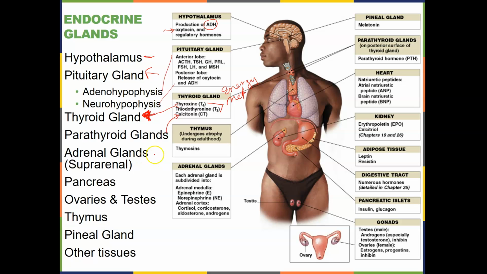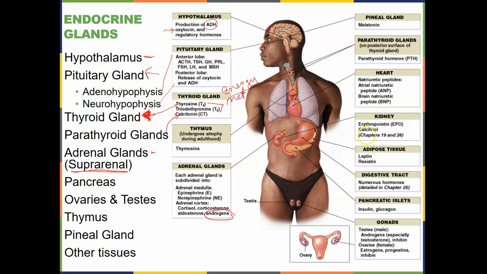We have the adrenal glands. They are called suprarenal. Originally, they were called suprarenal glands. The adrenal glands look like these little yellow hats sitting on top of the kidneys. The adrenal glands make a whole bunch of things: epinephrine, norepinephrine. This is adrenaline, noradrenaline. They also make cortisol, corticosterone, aldosterone, and androgens. Androgens can be converted to testosterone or estrogen.